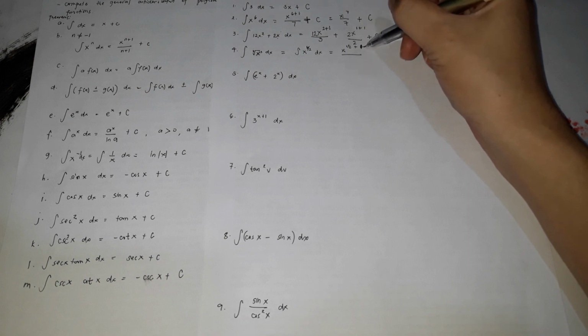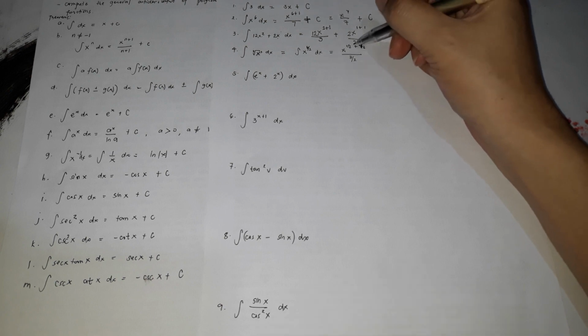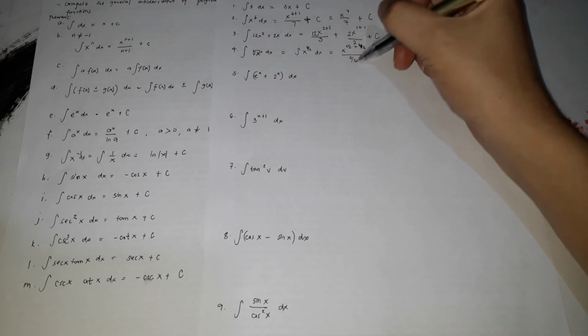Just copy the denominator and then copy it also in the numerator. So 1 divided by 2 over 2. So 1 half plus 2 over 2 is 3 over 2. Just add the numerators and then copy the denominator. 1 plus 2, 3. Copy the denominator, 2.